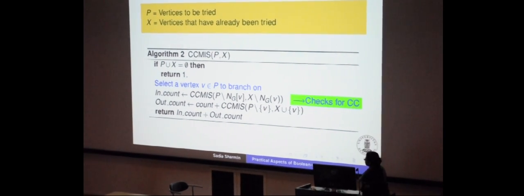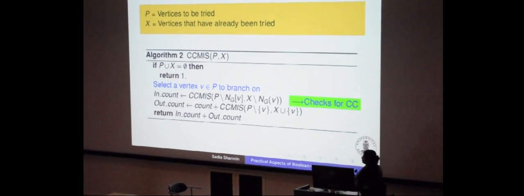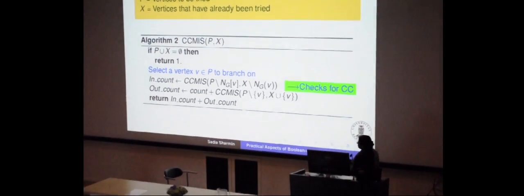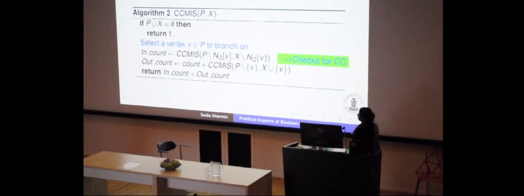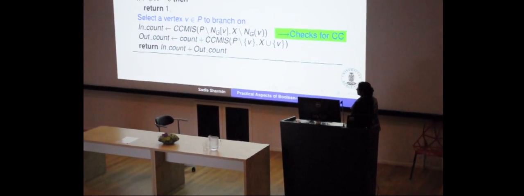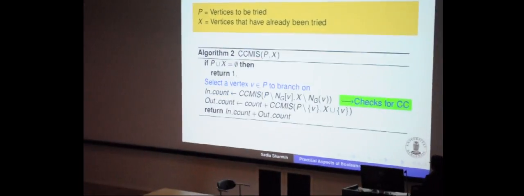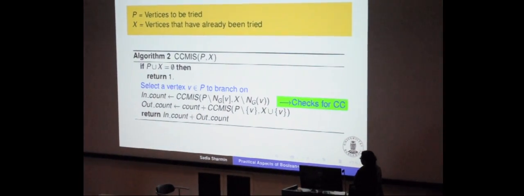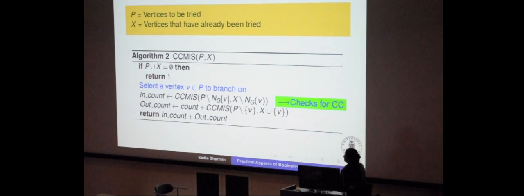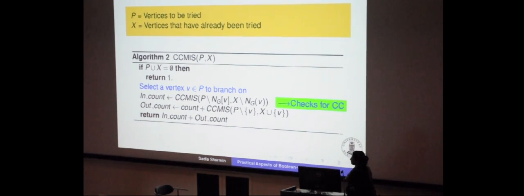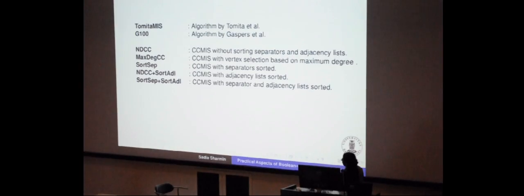And how does our algorithm differ from the previous algorithm? In this case, let's select the vertex. So the difference lies in how we select the vertex. And one thing we do is connected component checking. Let's say we take a vertex in our algorithm.